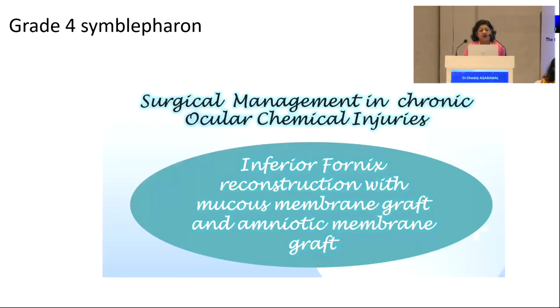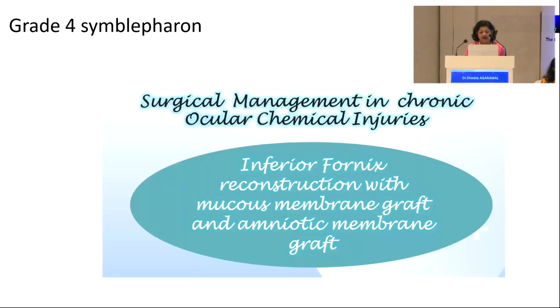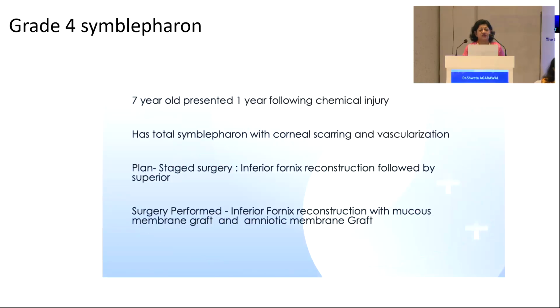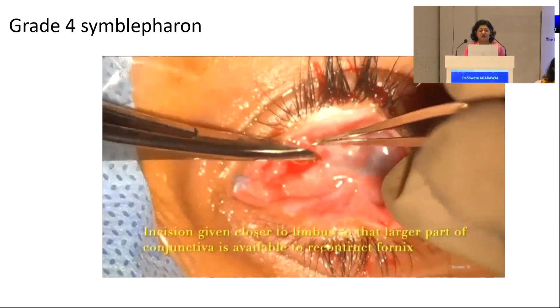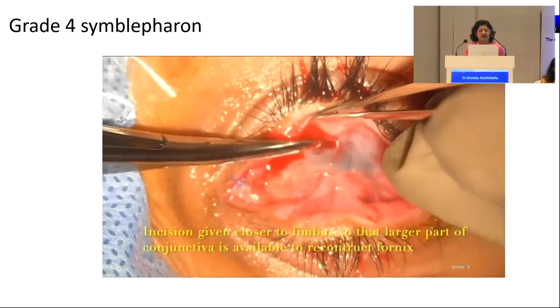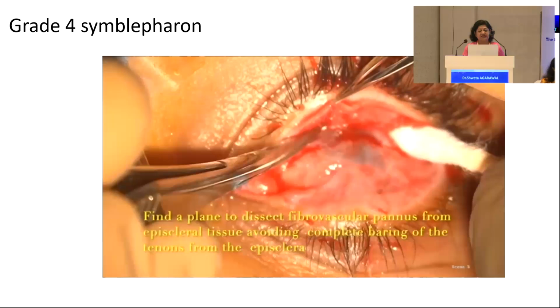Now moving on to a grade 4 symblepharon, which is a little severe, you prefer again to have a fornix reconstruction done in a graded manner. So in this child, we decided to form the inferior fornix first, followed by the superior fornix. Again, to salvage the amount of conjunctiva that you have, you start releasing it from the inferior fornix. You identify the plane, dissect it completely.